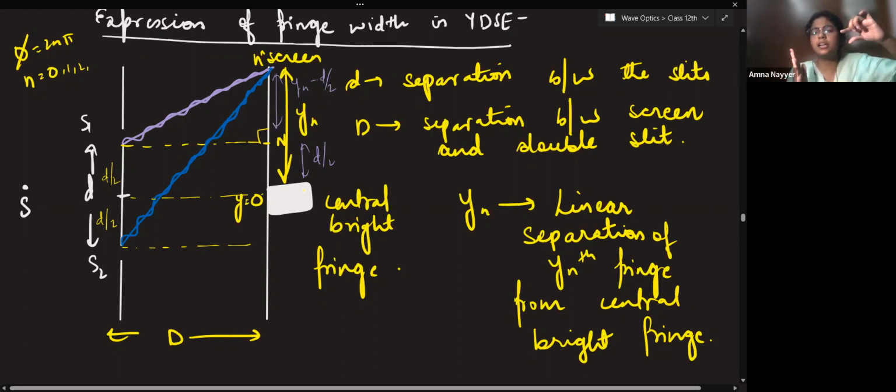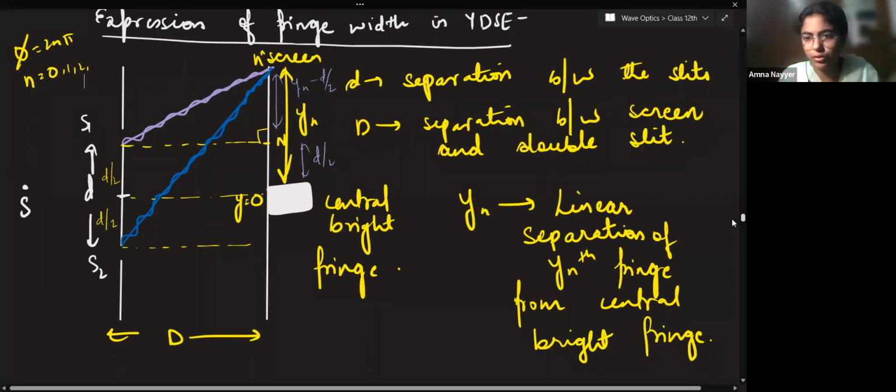And here is your central bright fringe. So this separation is known as yn, what we are trying to calculate. At the center, this is overlapping, so this will be 0. Now the values will begin. Let's say we obtain the first dark fringe here at a distance of, let's say, 2 centimeters. Then the first bright fringe here, second dark fringe here, second bright fringe here, like this. Is it clear now?